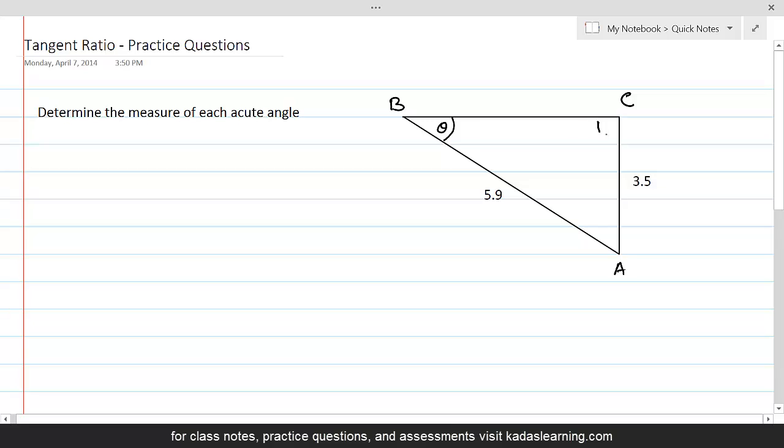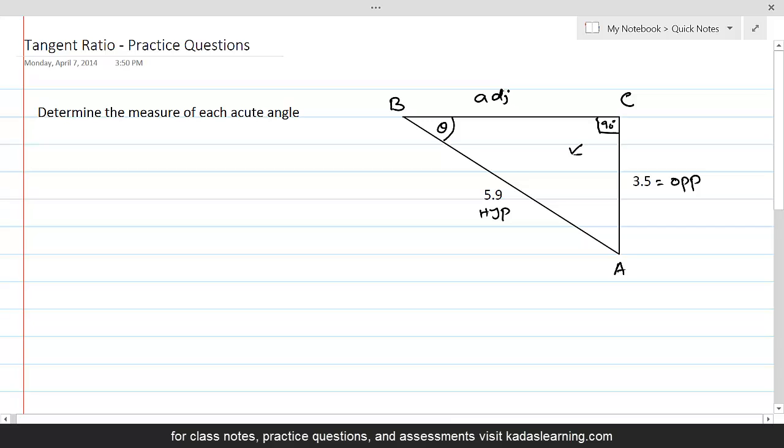This angle being 90 degrees, the side opposite to the 90 degree angle is always the hypotenuse, which is the longest side of the triangle. So this is hypotenuse, and if the angle under consideration is theta at B, then the side of the triangle exactly opposite to this angle, which is 3.5, is opposite. And obviously the third side is adjacent.